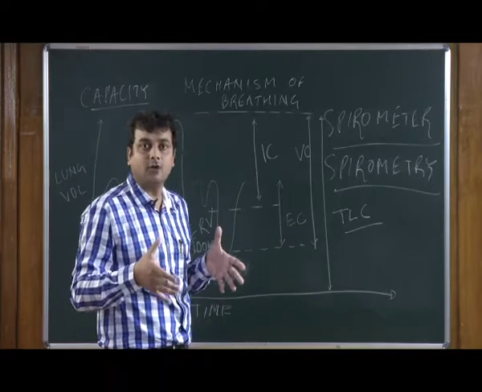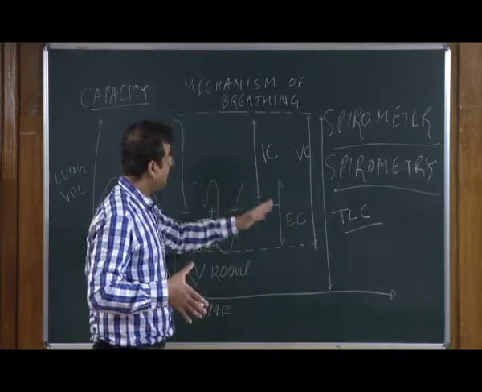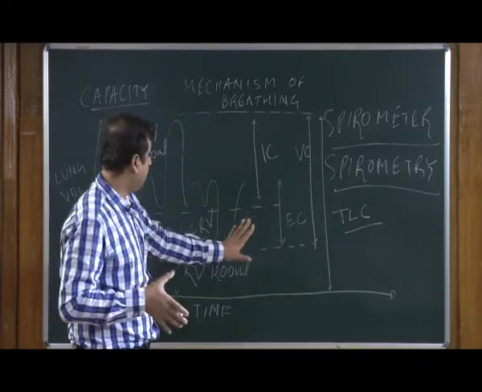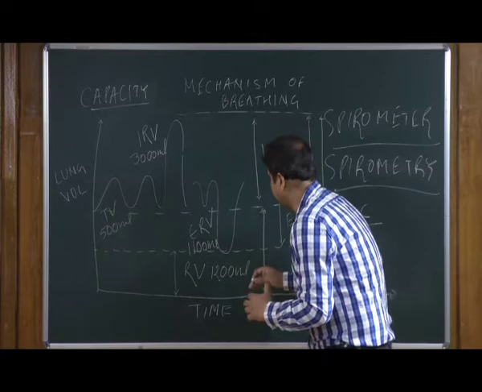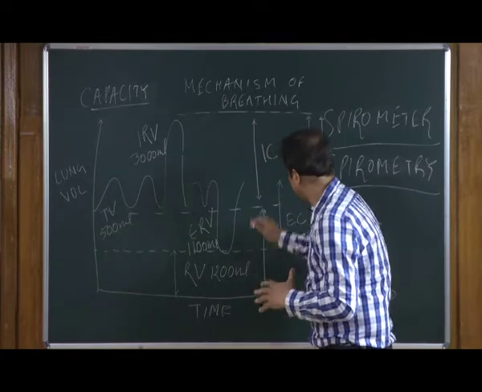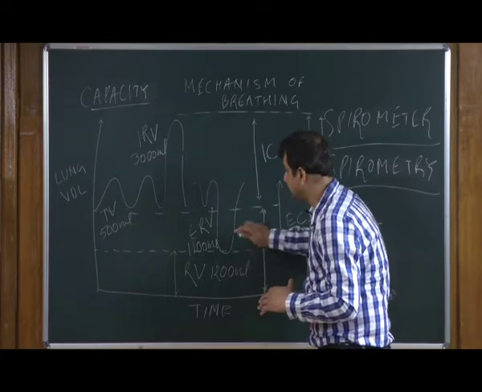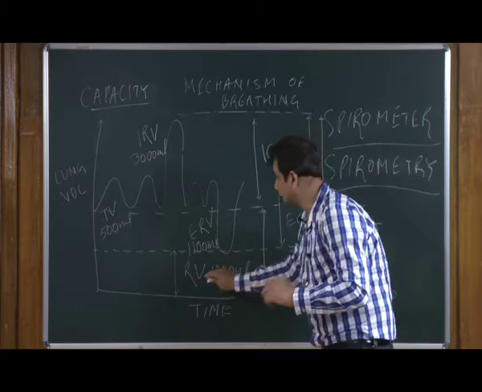The total lung volume is approximately, we'll calculate it now. Somebody came up with an idea: look, everything is there. Can we combine the expiratory reserve volume and residual volume?